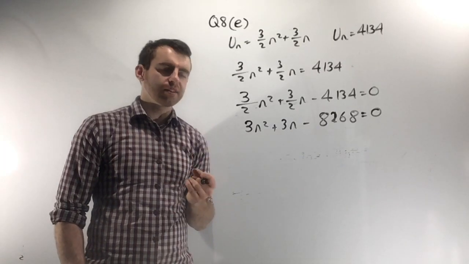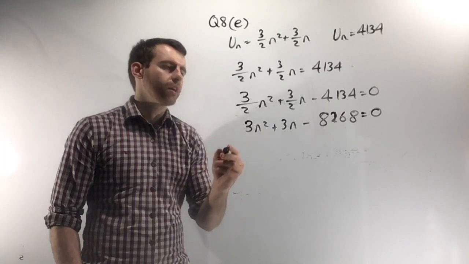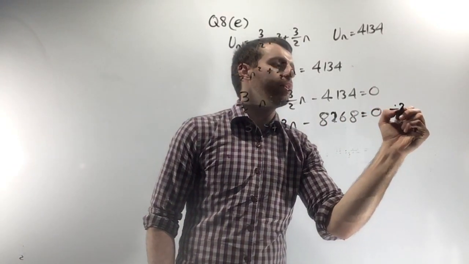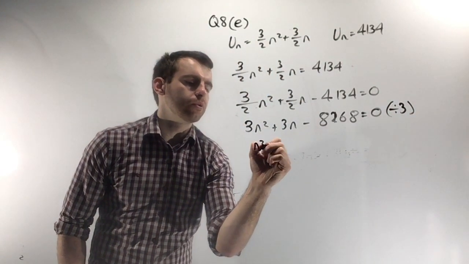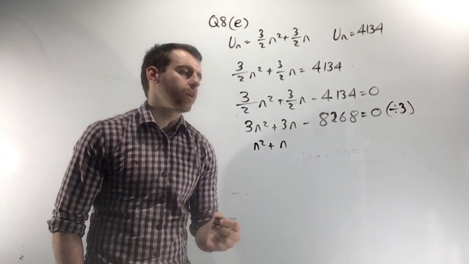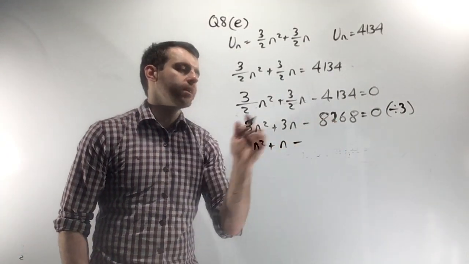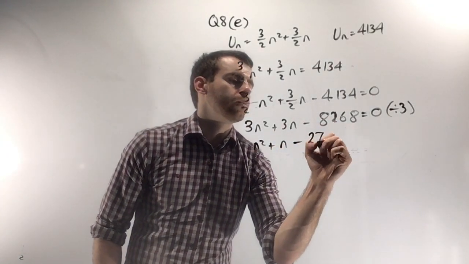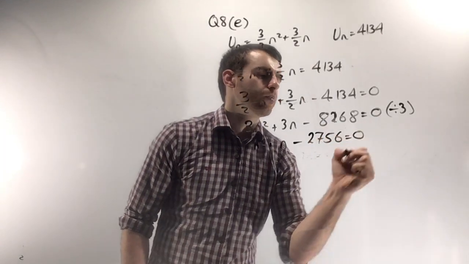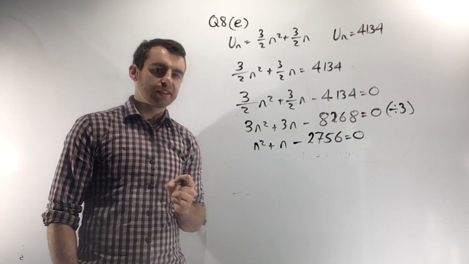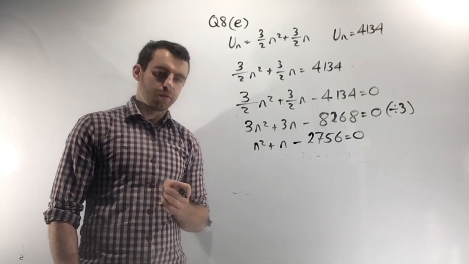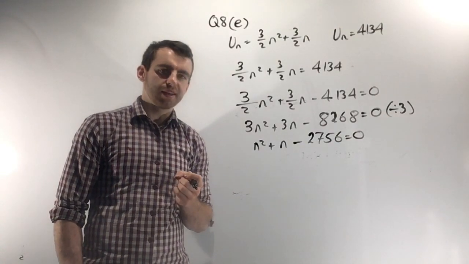Now you're not going to be asked to factorize a quadratic this difficult, so what you would hopefully have guessed is that you could divide everything by 3. Clearly we can divide the first two terms by 3, get 1n squared plus 1n, and if you divide this number by 3, you get 2756 equals 0. Now, you can use the minus b formula to solve this, but it's actually quite straightforward to factorize a quadratic equation like this.